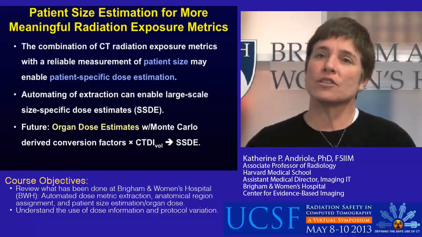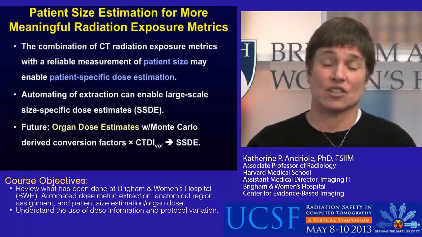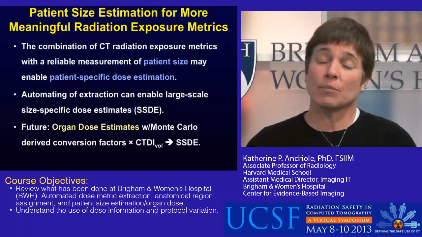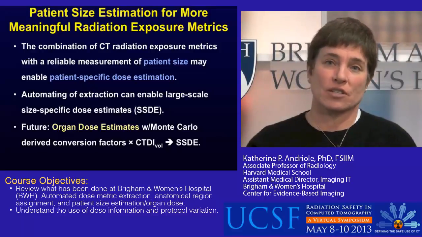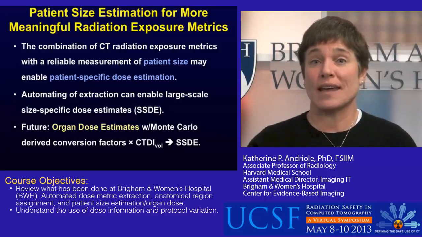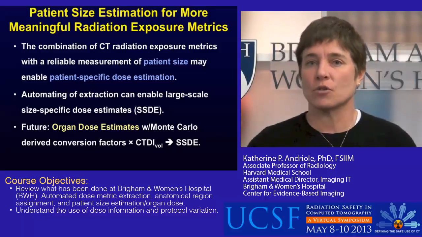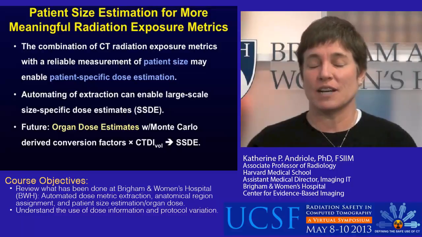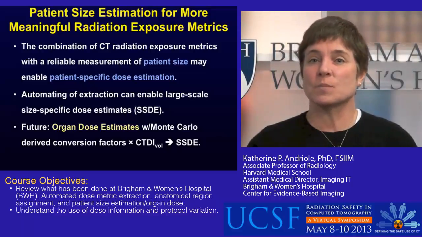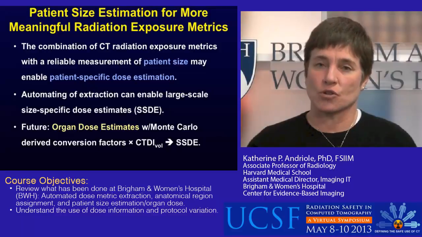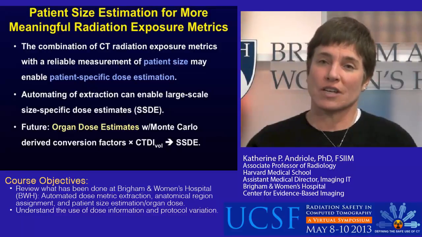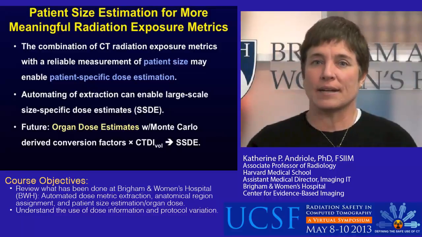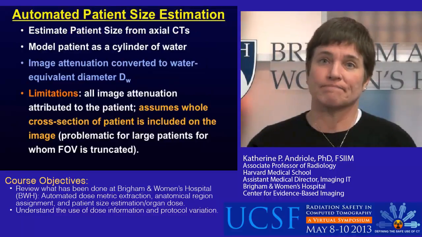The next thing we wanted to do was look at patient size estimation for more meaningful radiation exposure metrics. And if we were able to do this, estimate patient size, then we may be able to give a patient-specific dose estimate and a size-specific dose estimate, and in future assign specific radiation exposures to organs to give us organ dose, and for this we would need Monte Carlo simulation and size-specific dose estimates.